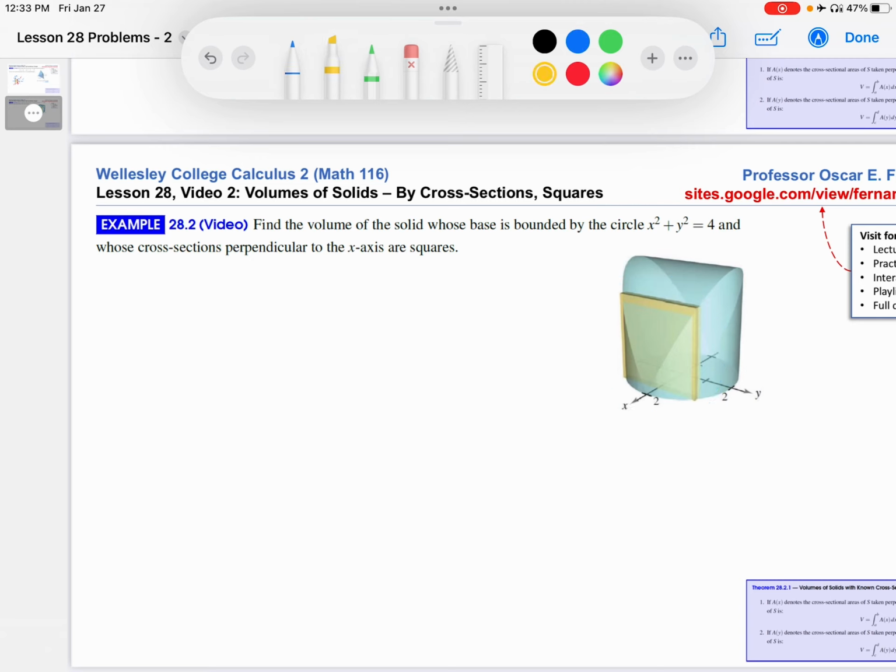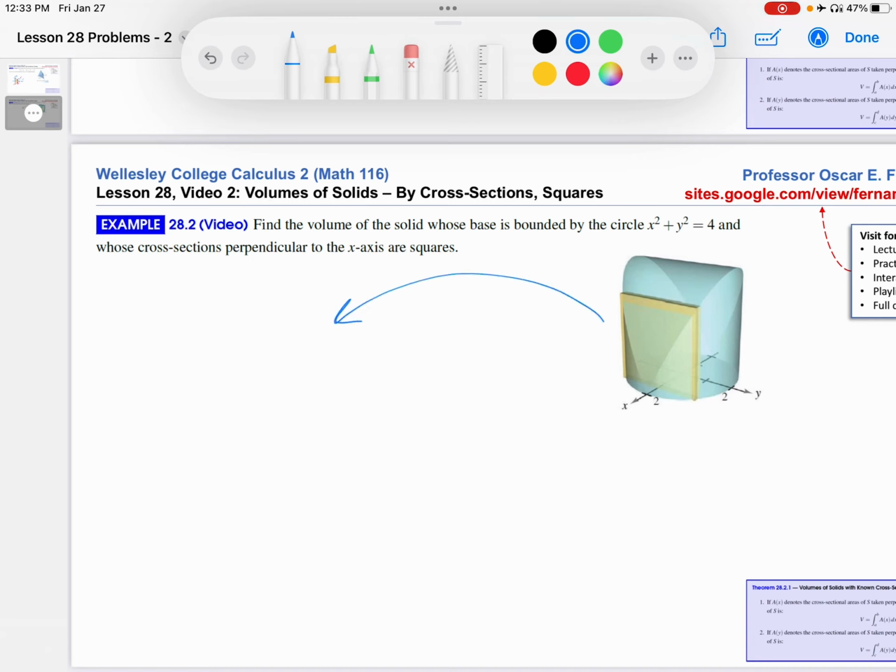So let's go ahead and read through the example. Find the volume of the solid whose base is bounded by the circle, and whose cross sections perpendicular to the x-axis are squares. Great. So again, this is the second time we will have done this. In video 28.1, I did it the first time around, so I'll speed things up a little bit, assuming you've seen that one.